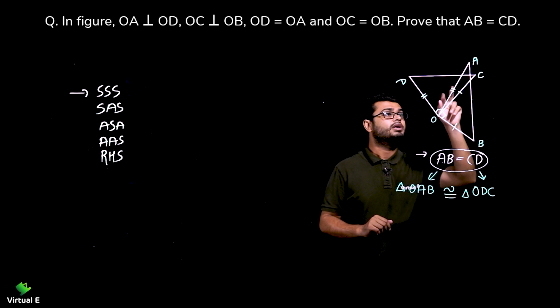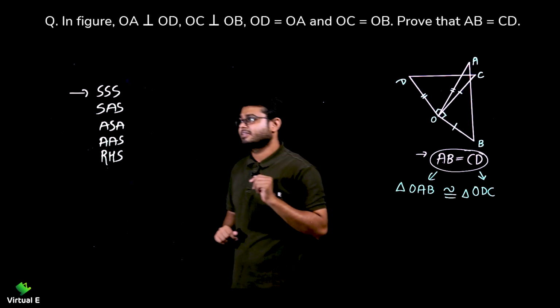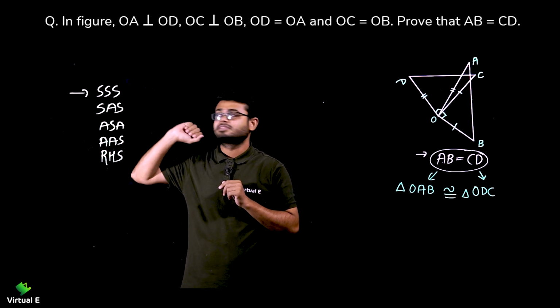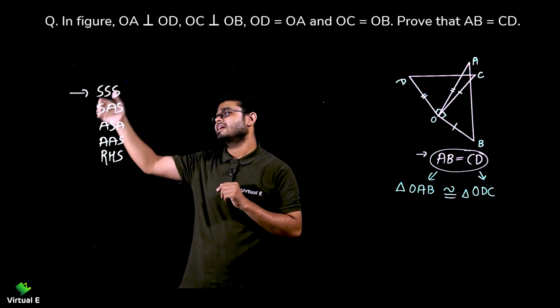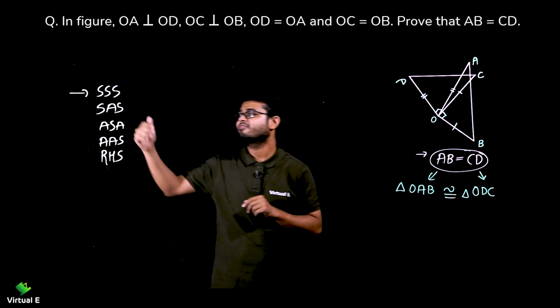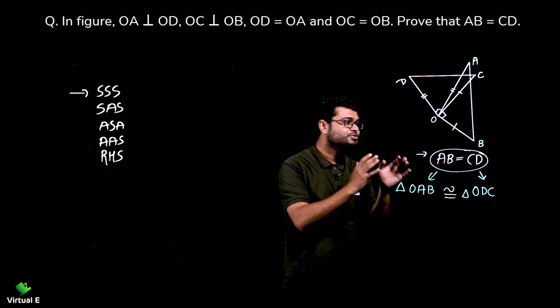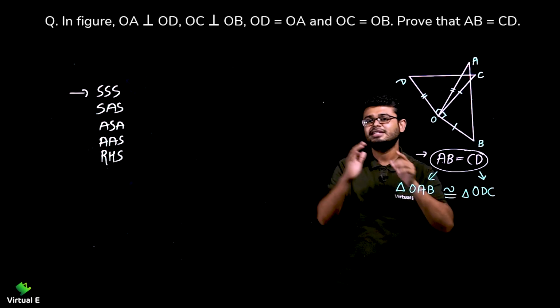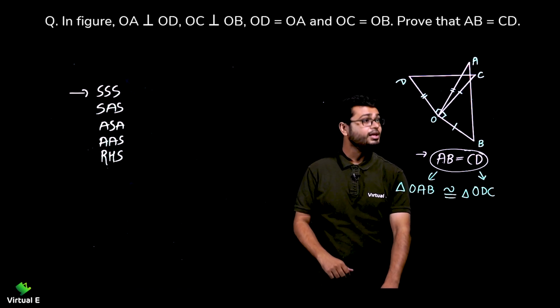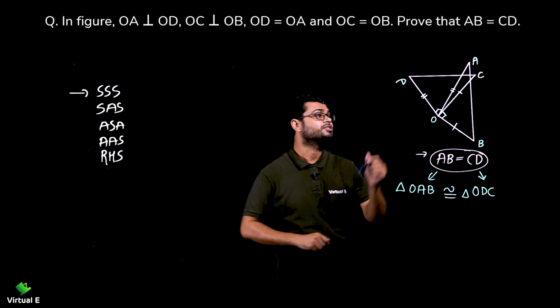Now here two sides are there. So for two sides you have two criteria, that is SSS and SAS, right? So you need one more side or you need one more angle, right? But observe, we have 90 degrees over here. Let's use that first of all. How can we use it? So let me redraw this figure so you'll come to know.